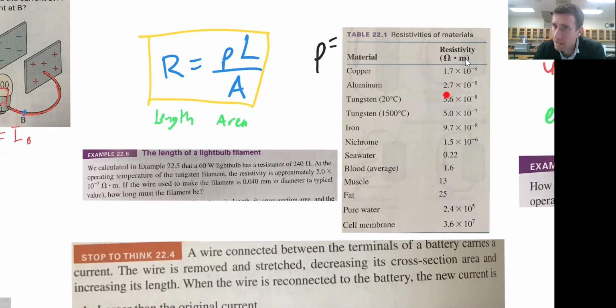Copper is a great conductor. You can see it has a very, very low number, 1.7 times 10 to the negative 8th. So that's going to make a big difference. And you'll notice that it changes depending on the temperature. So tungsten is less resistance if it's cooler, that's at room temperature. If you make tungsten really, really hot, it provides a little bit more resistance. Interesting. All right. So let's go with that.